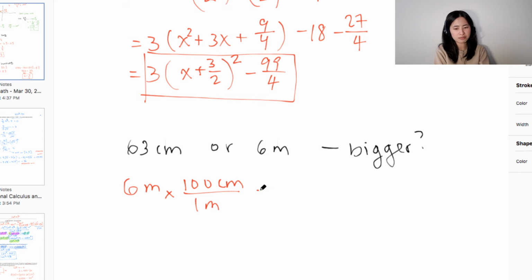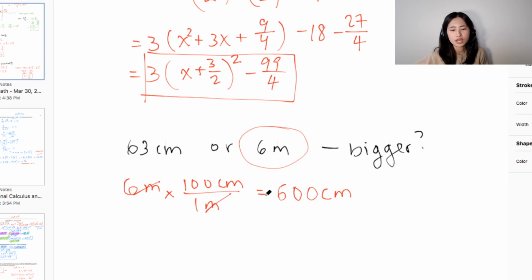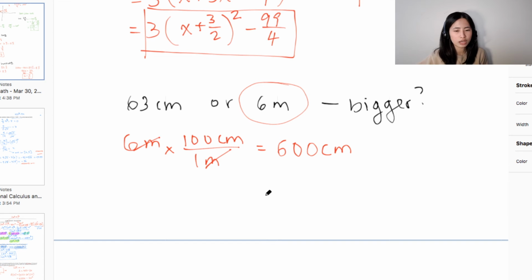So if this is 100 centimeters, that means when I cancel out my meters, I'm going to get centimeters. Does that make sense? So you're going to apply unit analysis here, or dimensional analysis, because for every 1 meter, you want to get rid of your denominator, which is in meters, therefore you get centimeters. So this is actually 600 centimeters. Now, because both of them are in centimeters, you can say that 6 meters is bigger. Great.